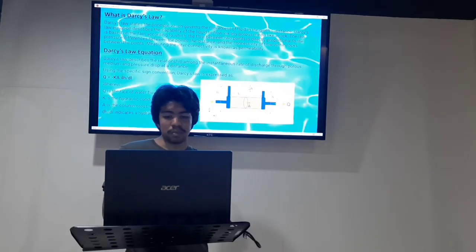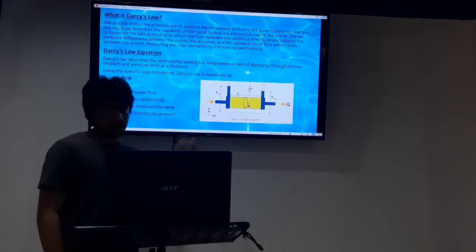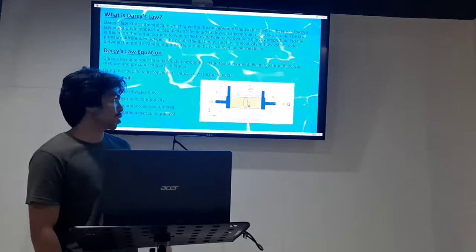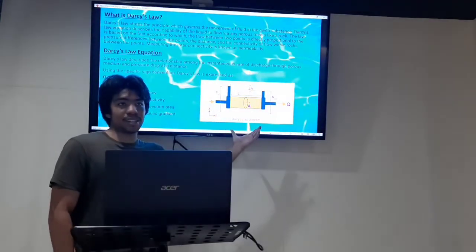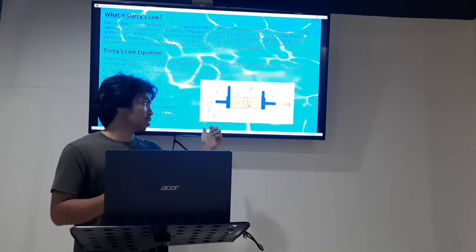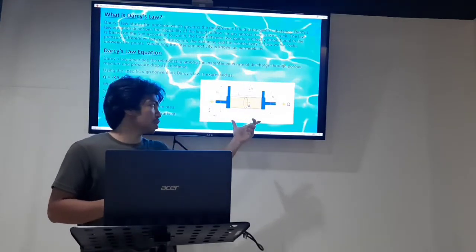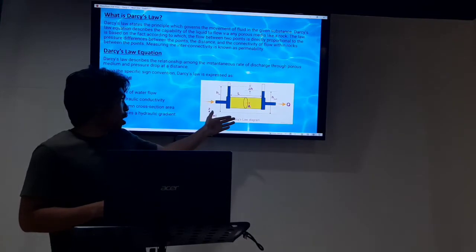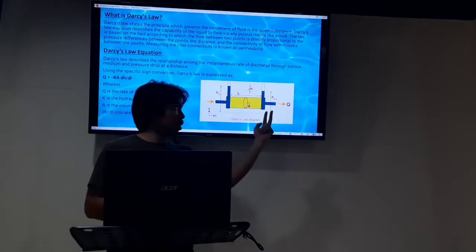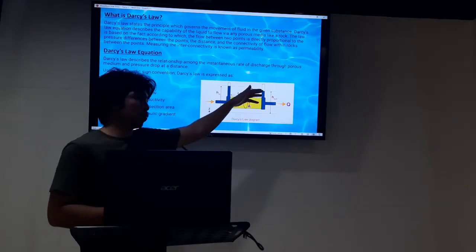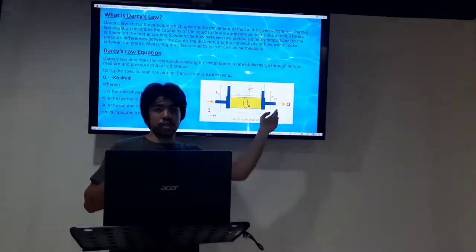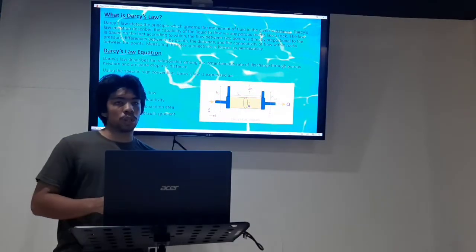And based on the diagram, this is a representation of what happens in real life, but here it is a diagram. In the diagram, there are two cylinders with different water levels, and there is also a cross-sectional area. You see the view here, this is the direction in which the water flows.